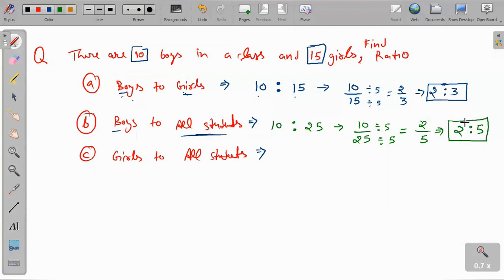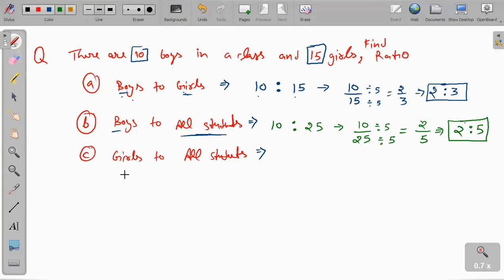Get it? Further, you can't simplify it. Both 2 and 5 are prime numbers, so you can't simplify further. So that will be your final ratio. So what's the ratio for boys to all students? It will come out to be 2 is to 5.